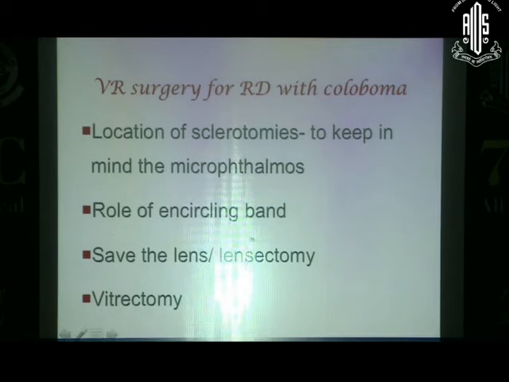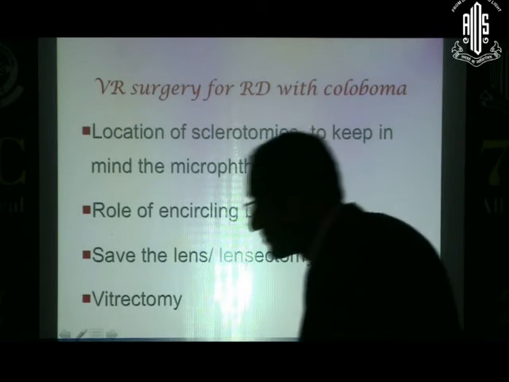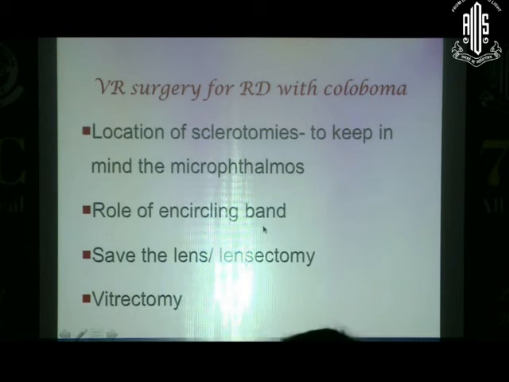The role of the encircling band is questionable. If you do a good vitrectomy, sacrifice the lens, then perhaps an encircling band is not a must, because you see that the inferior coloboma, if it is large enough, which is very common in this situation, you find that most of the functional retina is above the 4 and 8 o'clock meridians. And so an encircling band probably is not required if you can give a good tamponading agent. Save the lens or lensectomy.